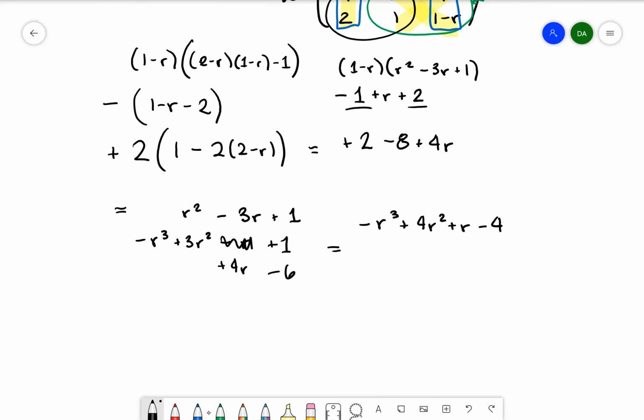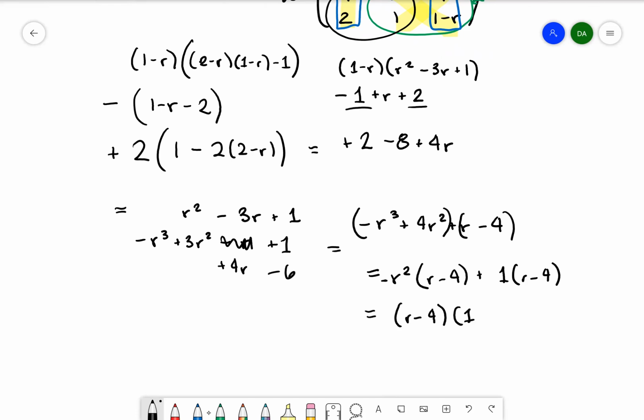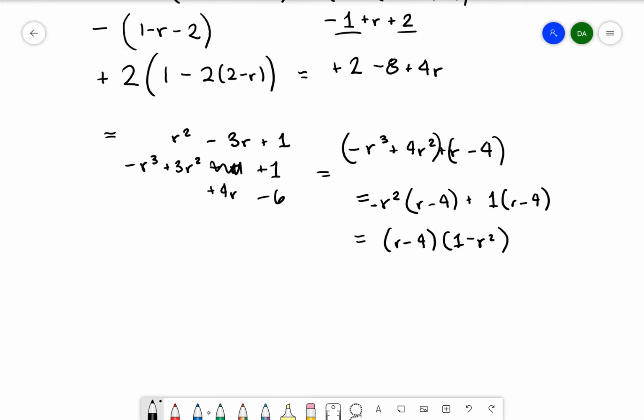And the form of this makes it a little bit easier for us to figure out the factorization of this thing. We see if we take these two terms and these two terms, and we group them together, then we can factor out negative r squared. We get r minus 4 plus 1 times r minus 4. And so what we get is this is equal to r minus 4 times 1 minus r squared. Right? And then from this, we can get the roots. So the roots are going to be 4, 1, negative 1.